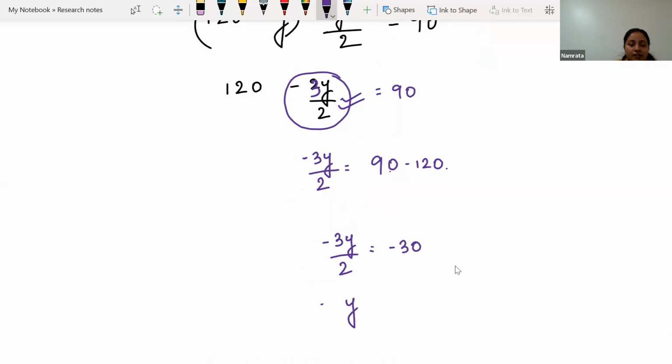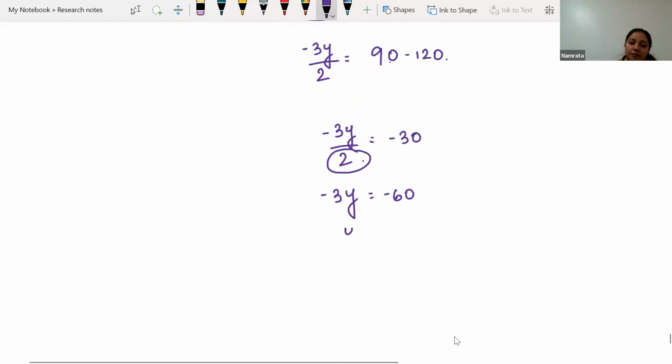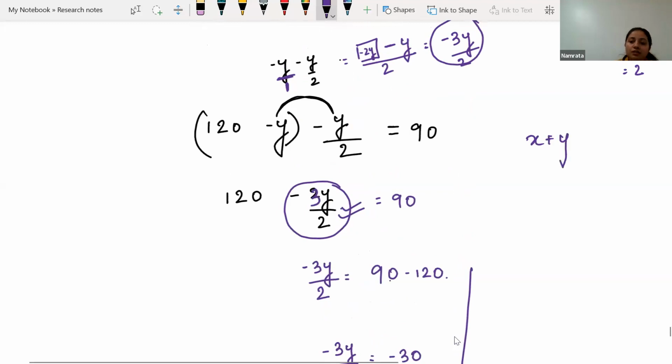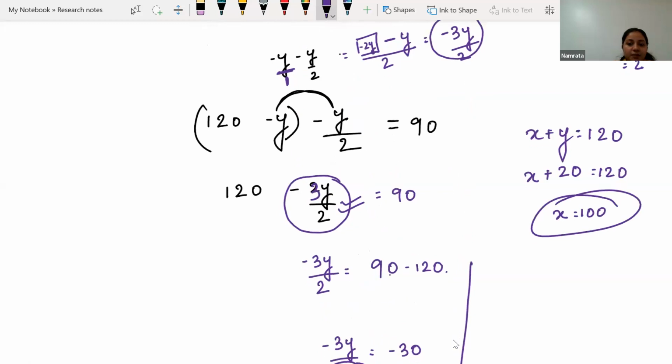Now if we shift this 2 from the denominator to the other side, it will become multiplied, minus 60, right? So y became 20. If y is 20, then let's find x, because we know x plus y is equal to 120. If y is 20, then x will be 100. Can you see your answer and my answer became the same now?